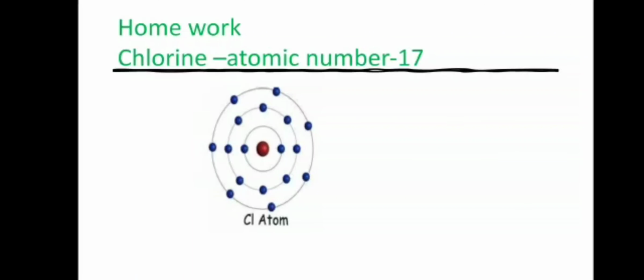Now I am giving you one homework, that is chlorine. That atomic number is 17. Atom model also I have given. You have to find the valency and electronic configuration and put that in the comment box.